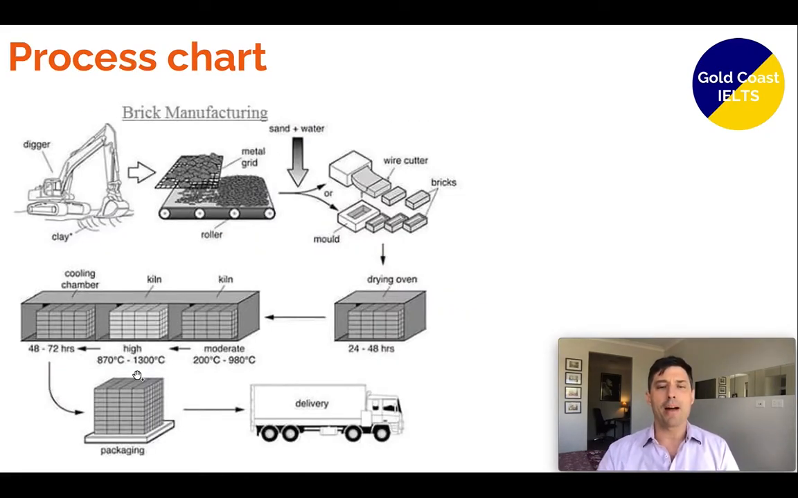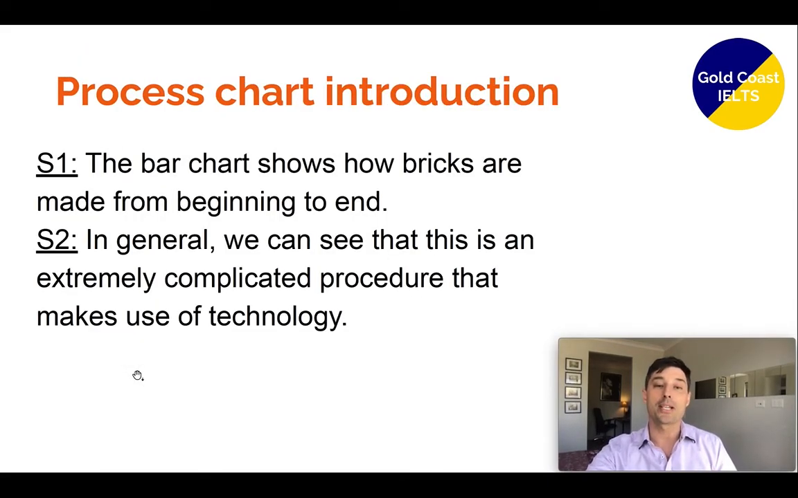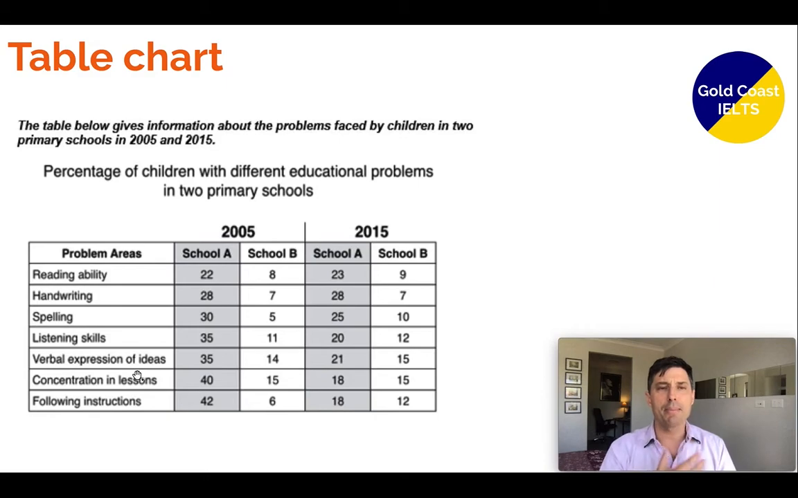What can you say about this? For me, I love to make a sentence like this for a process chart. In general, we can see that this is an extremely complicated procedure that makes use of technology. And last one, sorry, maybe there are two more.